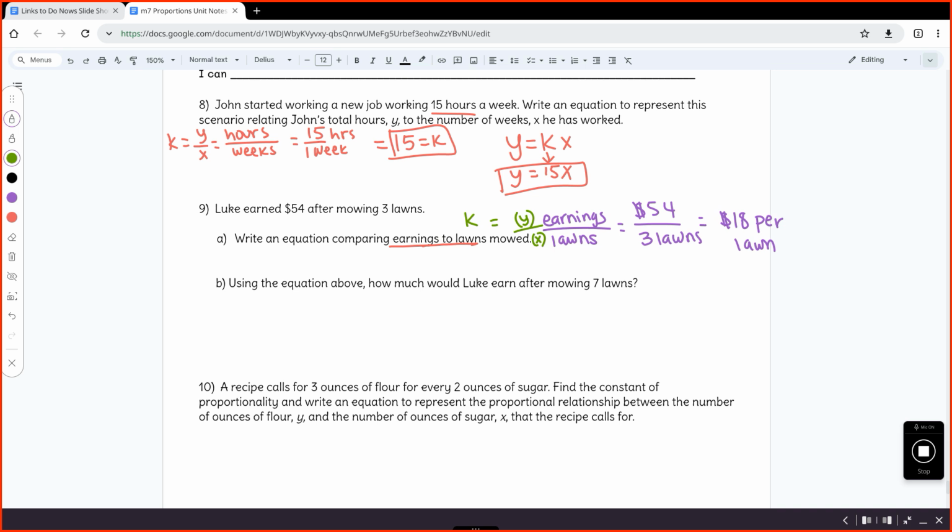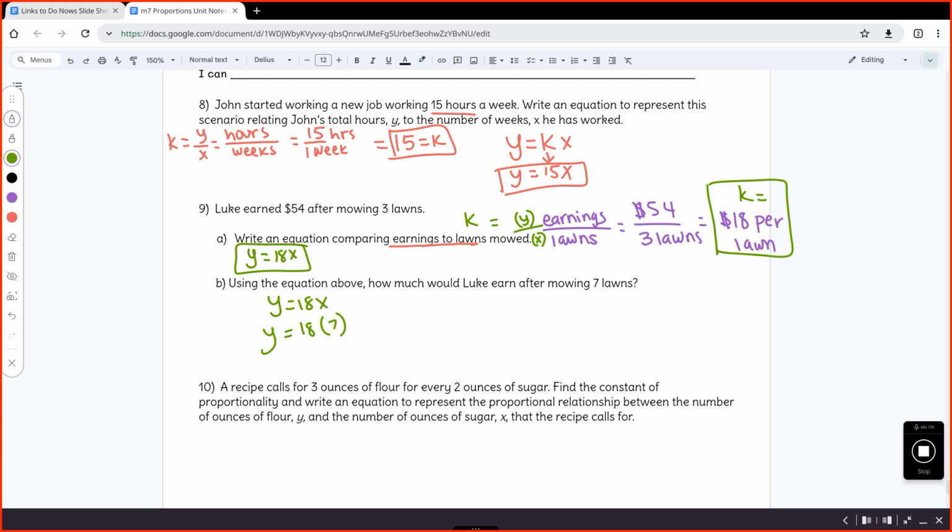All right, so once you get this to be k, now we're going to write our equation to answer the question, which is y equals kx. We're going to replace this k with 18. Using the equation above, how much would Luke earn after mowing 7 lawns? So lawns we labeled as the x value. So we're going to plug in 7 for x. So here's our equation. We're going to plug in 7 for x, and then we're going to solve.